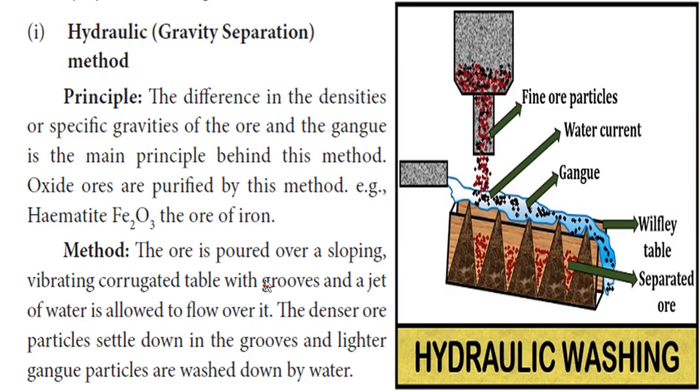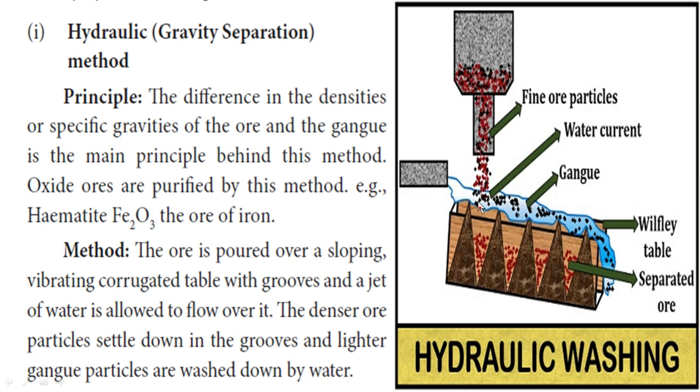The first one, hydraulic method. It is also called the gravity separation method. Here you have to remove the impurities from the oxide ore. Here, the first one, see the diagram. The fine particles are there, and you can see water is passing through the grooves.